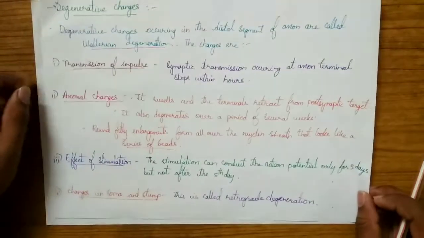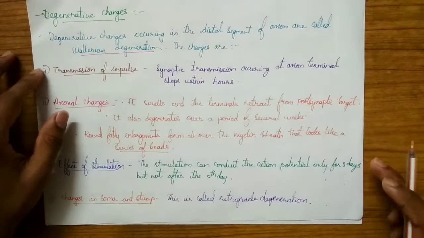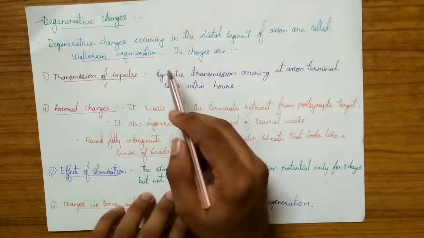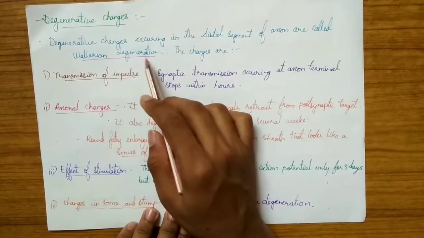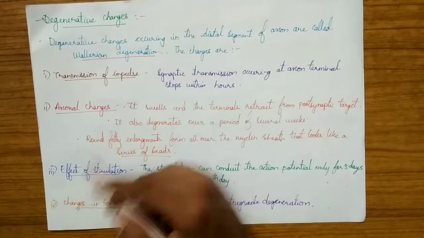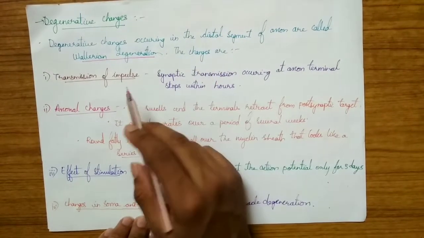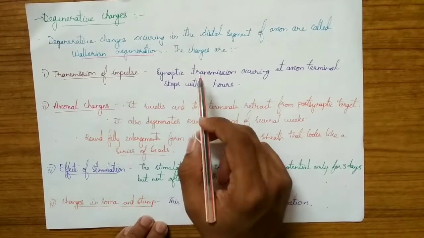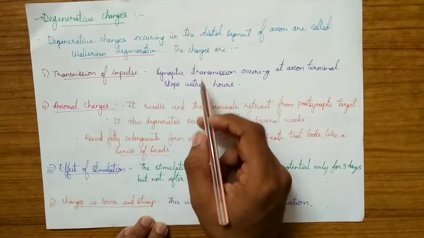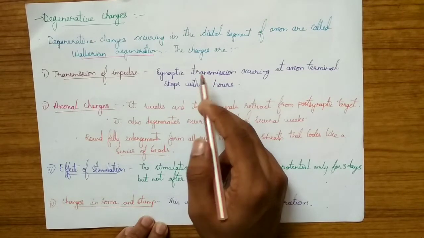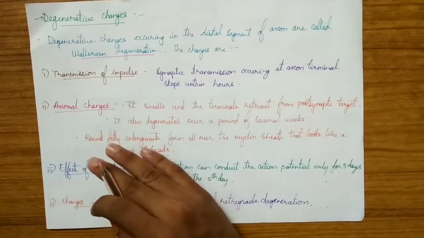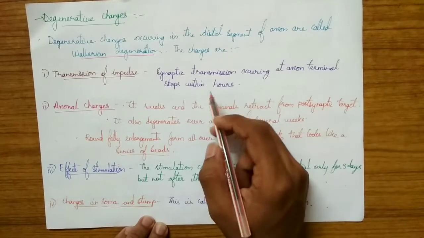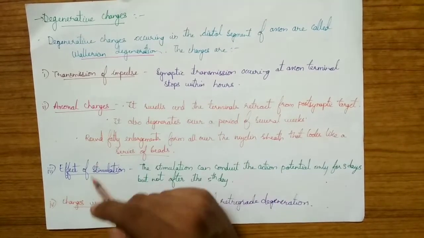So what all happens after the nerve injury takes place? First of all, there are degenerative changes. The nerve degenerates. The degenerative changes occurring in the distal segment of the axon are called Wallerian degeneration, as I talked about now. The main changes: it affects the transmission of impulse. Normally the impulse is transported from nerve to nerve, and in the end the axon terminal carries it to the next nerve. So due to the cut of the nerve or the nerve injury, the synaptic transmission does not occur at the axon terminal. It almost stops within hours immediately after the injury to the nerve.